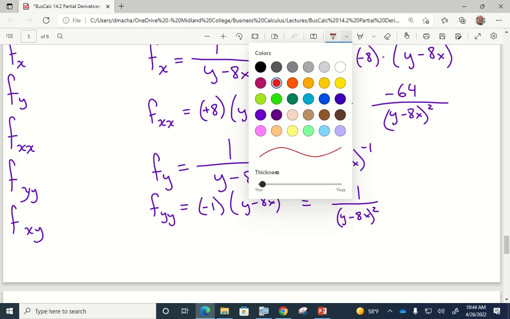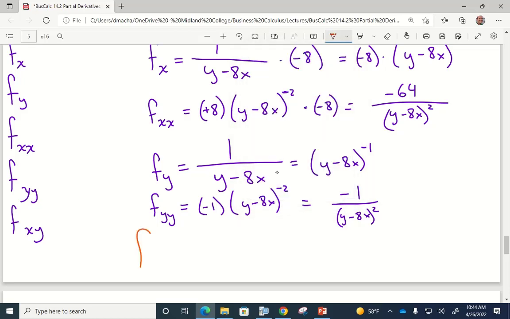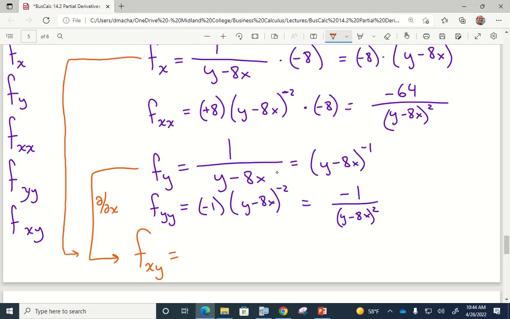And last but not least, we have my mixed partial. So let's start from the derivative of f with respect to y, and then let's take the derivative with respect to x. The other way we could do it is we could start from the derivative of f with respect to x, and then we could take the derivative with respect to y of that, and either way, it should give you the same thing.